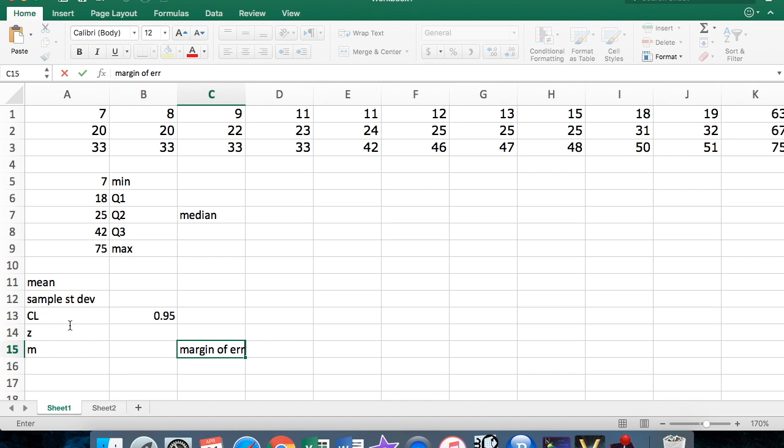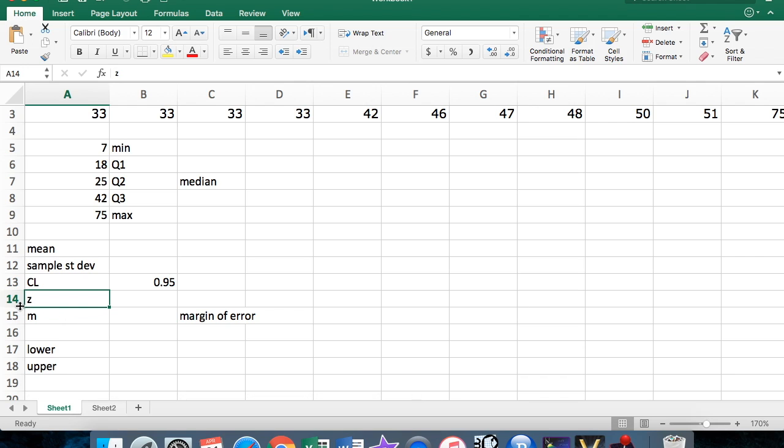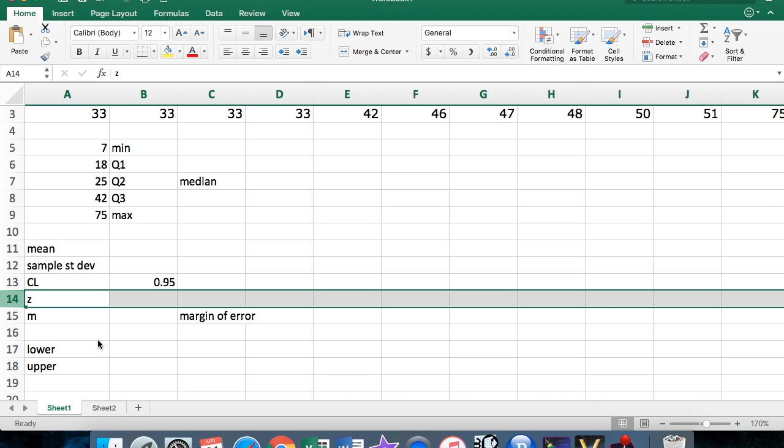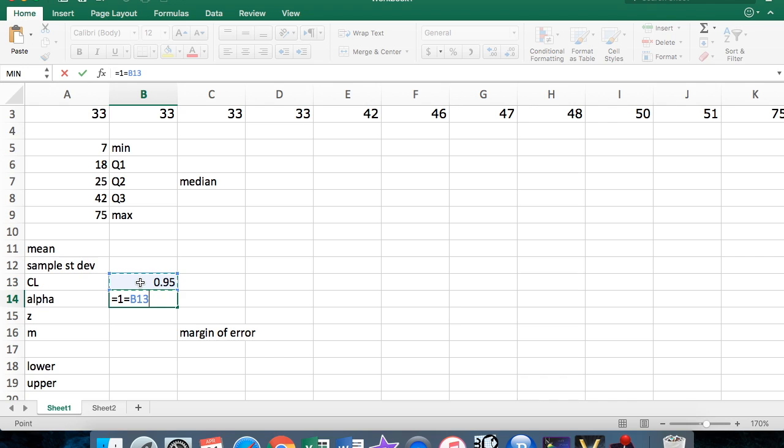A little earlier than I wanted to do this problem, but whatever. Then with that we find our lower and our upper, right? Oh, we also need to have our alpha. Sorry about that. Let's insert alpha here. Alpha, remember, is simply 1 minus your confidence level, so 0.05.